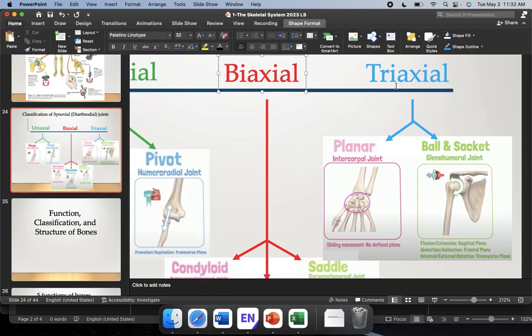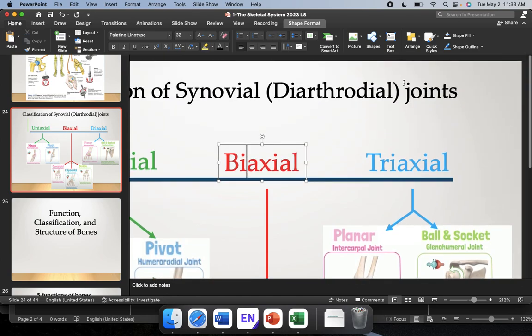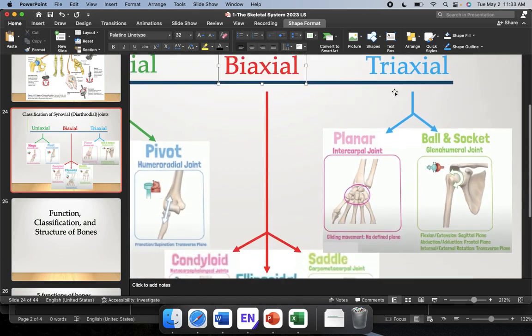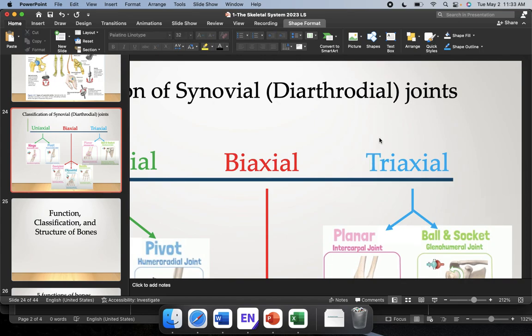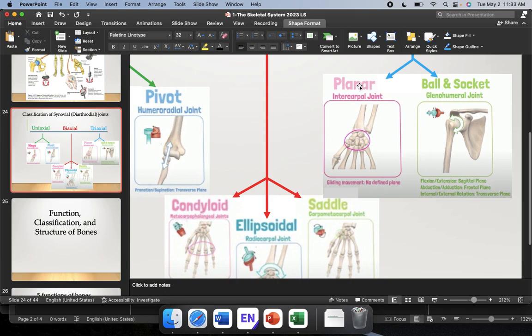Let me finish up our joint classifications of synovial joints with our triaxial joints, which are joints that can move in three planes. These include our planar joints, which are typically thought of as the short bones of our wrist and ankles, our carpals and our tarsals, where we can move in flexion and extension, abduction and adduction, as well as with some rotation in the transverse plane.